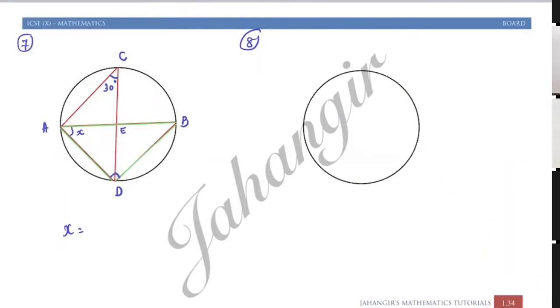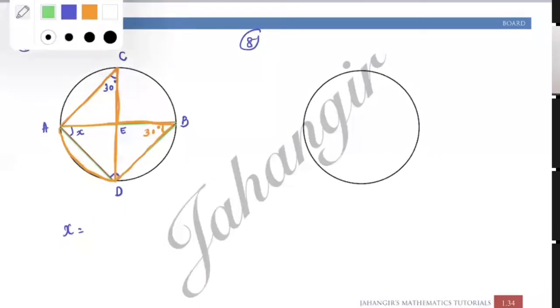Is this clear, sir? Now since this is 30, which angle is 30? Angle ACD is 30 degrees. This 30 degree angle is formed in the arc AD. Clear? So which other angle can you get in arc AD? ABD. Yes. So now ABD is also 30 degrees.